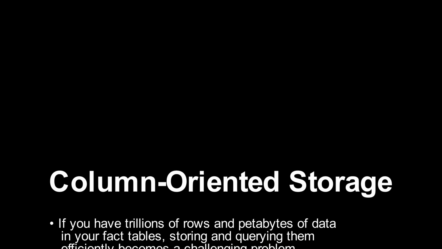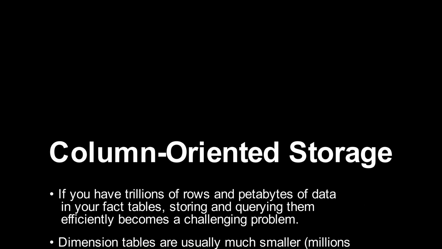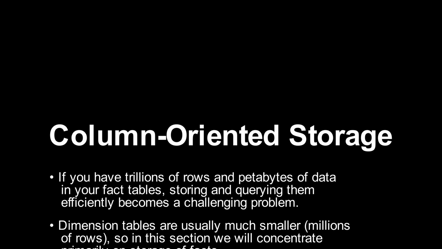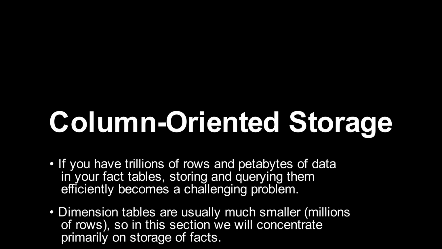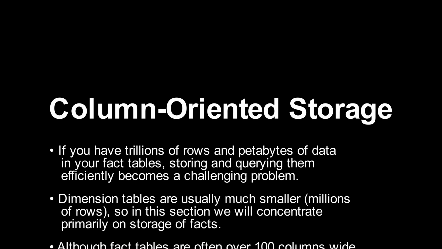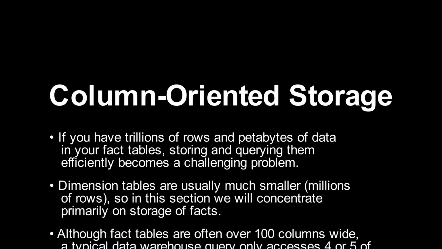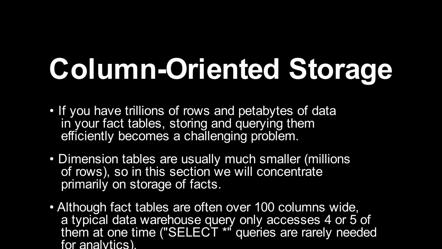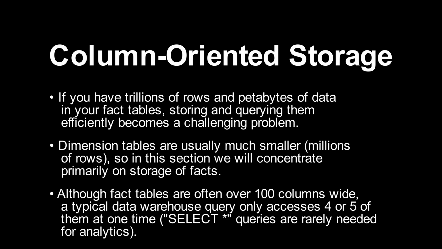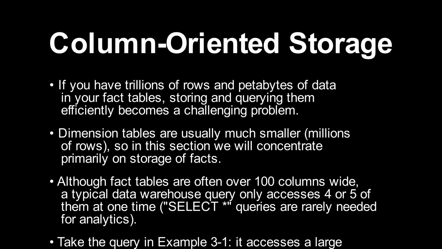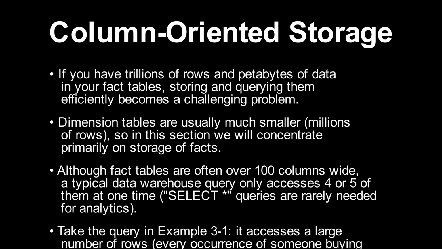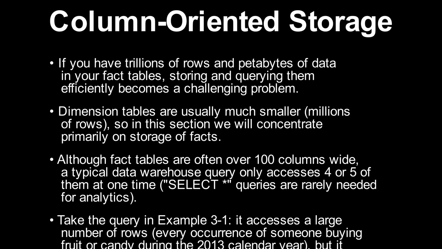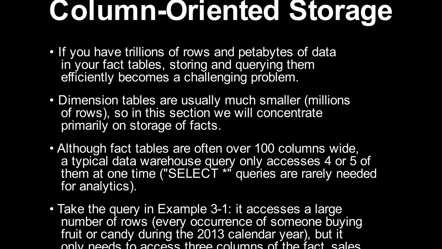Column-oriented storage. If you have trillions of rows and petabytes of data in your fact tables, storing and querying them efficiently becomes a challenging problem. Dimension tables are usually much smaller, millions of rows, so in this section we will concentrate primarily on storage of facts. Although fact tables are often over 100 columns wide, a typical data warehouse query only accesses 4 or 5 of them at one time.